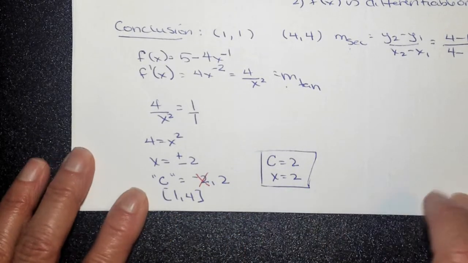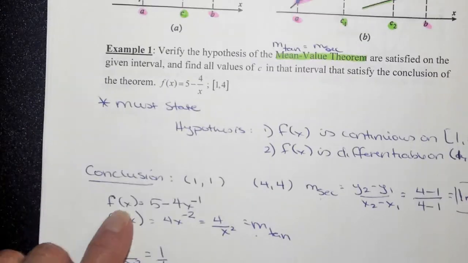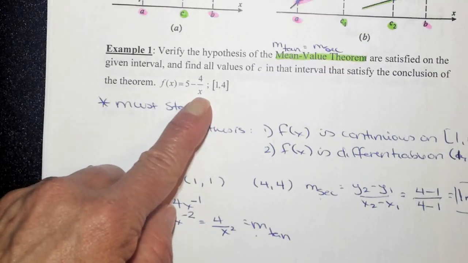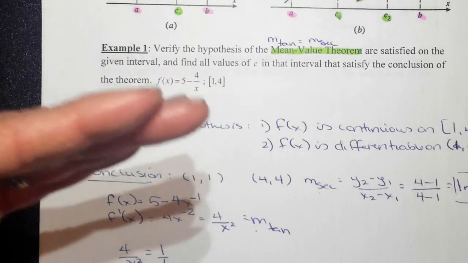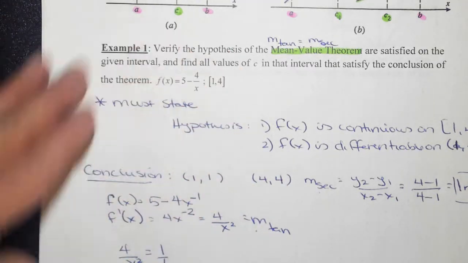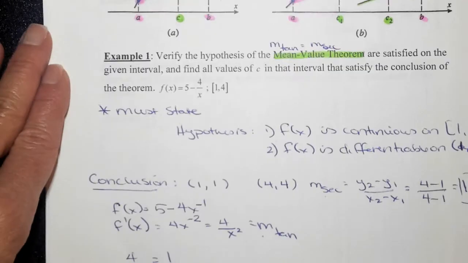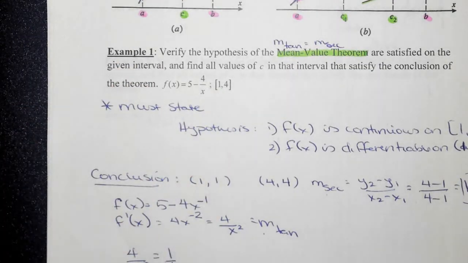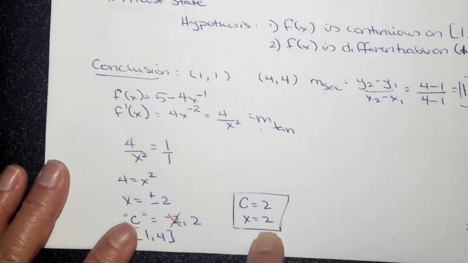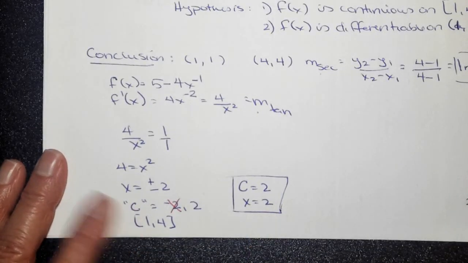So what we're saying is, on the graph of this function right here, the slope of the tangent line, meaning the tangent line tangent to the curve, and the slope of the secant line from 1 to 4 will be exactly the same when x is equal to 2. That's what this is saying.